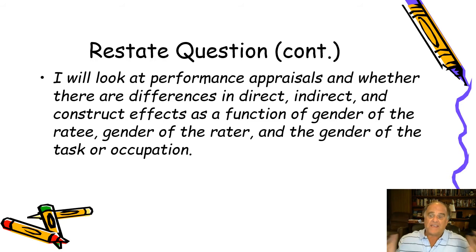So it can help. I mean, here's, again, basically we've restated our problem statement or our question to help guide our literature review or narrow it to say that we're looking specifically at performance appraisals. The types of bias we want to look at are direct, indirect, and construct effects. And what we want to look at is the gender of the ratee, the gender of the rater, and the gender of the task or occupation. I hope that makes sense.